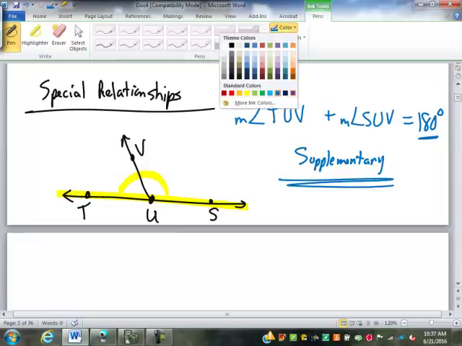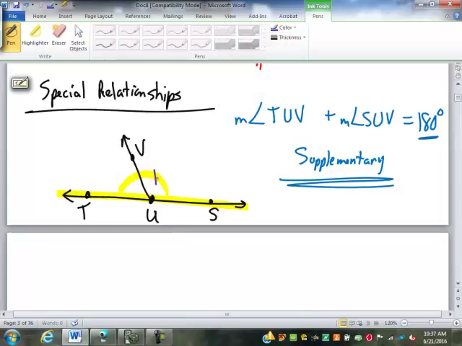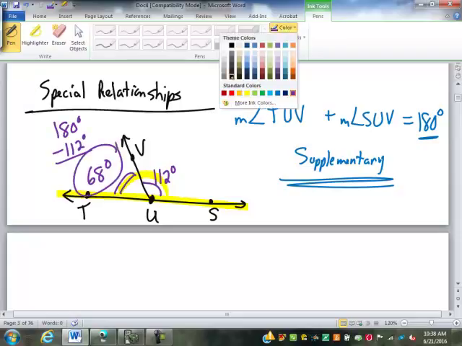So now if I fill in one of them, let's say I tell you that this one here is 112 degrees. What's this angle? If SUV is 112, TUV must be 180 minus 112, or 68 degrees. Perfect.